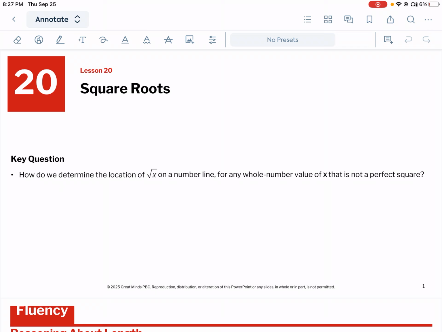Our focus is related to our key question for the day. How do we determine the location of certain square rooted values on a number line? For any whole number value of x that is not a perfect square, meaning not something where you might be finding the square root of 4, which is 2, or the square root of 16, which is 4, or the square root of 9, which is 3. These are not perfect squares, but we're trying to figure out where these other square rooted values sit.